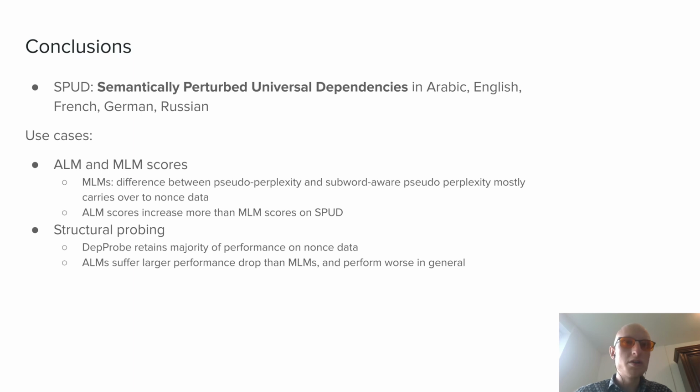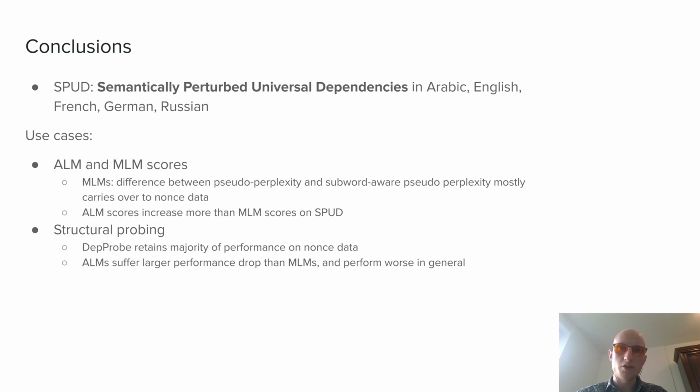To conclude, we have presented a framework for creating high-quality parallel nonsensical UD treebanks and applied it to 5 languages: Arabic, English, French, German, and Russian. A variety of use cases for this data are possible, especially in the context of data augmentation or syntactic similarity benchmarks. We show 2 use cases related to the behavior of different language modeling architectures.